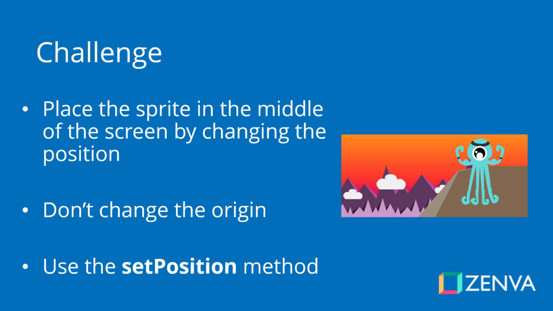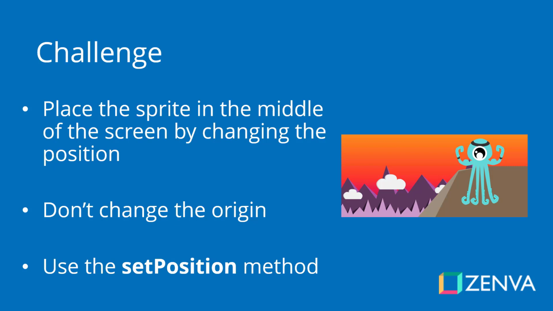And that brings me to the challenge of this lesson. So place the background sprite in the middle of the screen by changing its position. So don't change the origin like we saw. Instead, use a method called setPosition, and you can go to the documentation and find this method, or you can have a try and see if you can do it without the documentation. But in any case, have a go, have a try. If you're not sure how to do it, that's fine. I will show you now the solution.